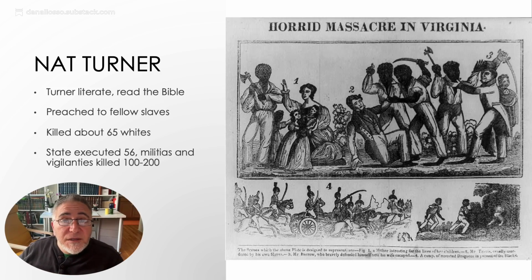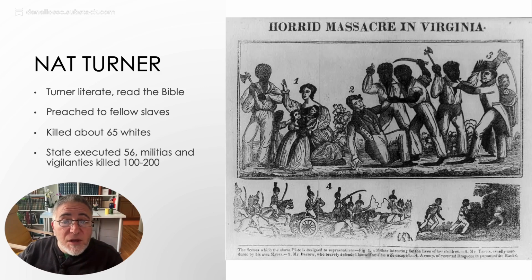And white vigilantes murdered over 200 more as panic swept through Virginia and the rest of the South. Nat Turner's rebellion provoked some heated discussion in Virginia over slavery. The Virginia legislature was already in the process at that time of revising the state constitution, and some delegates proposed an easier manumission process.